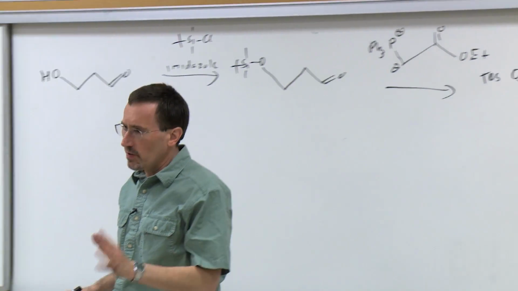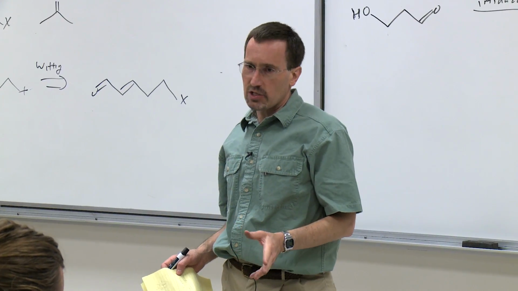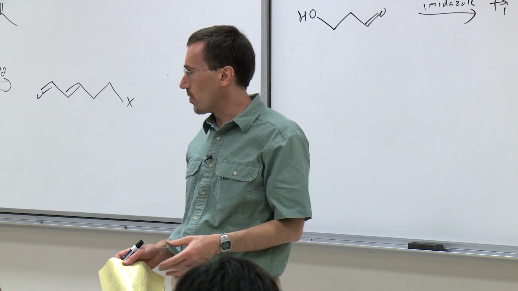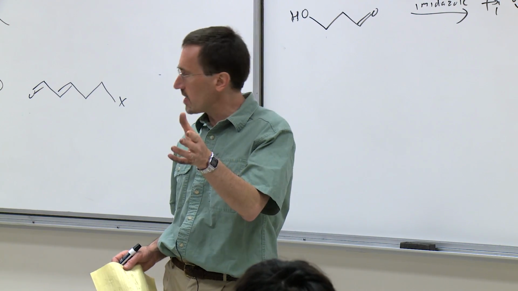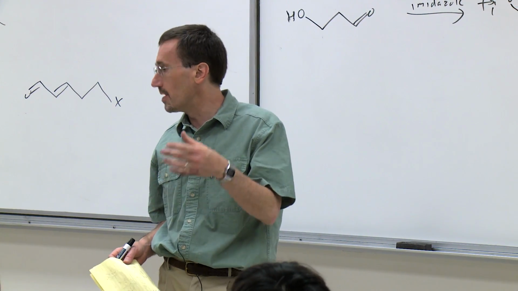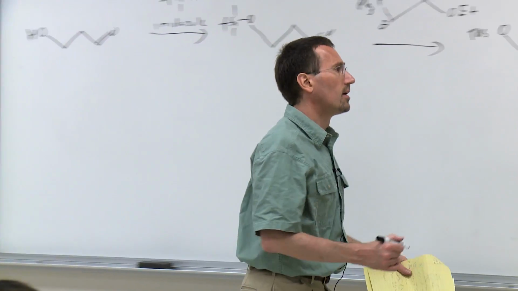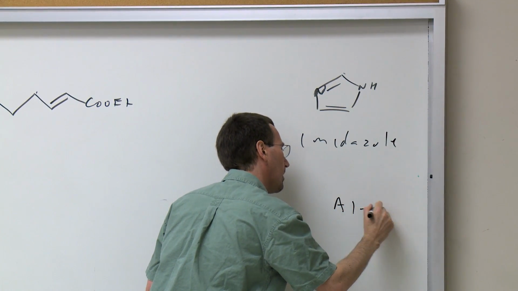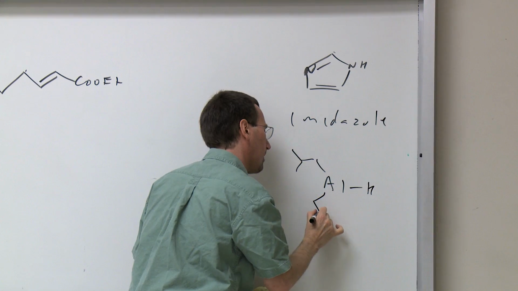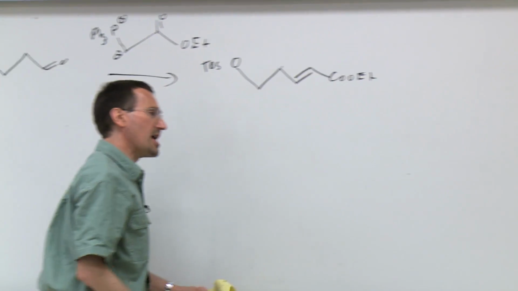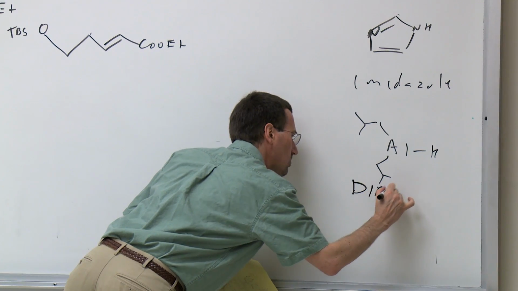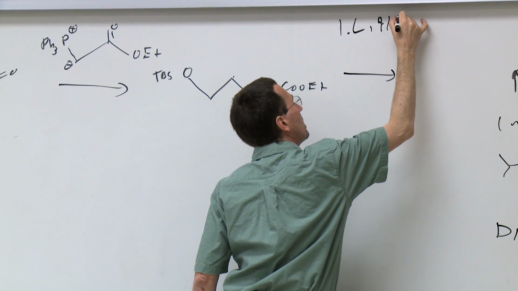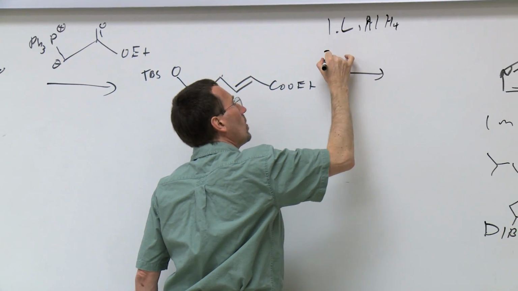You can do reduction with DIBAL. This is a tactical thing. You can do reduction of an ester with DIBAL to the aldehyde under the right conditions. It kind of sort of works. The DIBAL forms a tetrahedral intermediate with the oxygen bound to aluminum, diisobutylaluminum hydride. You can do that as the reagent, but honestly, most people just go ahead and burn down with lithium aluminum hydride all the way to the alcohol.